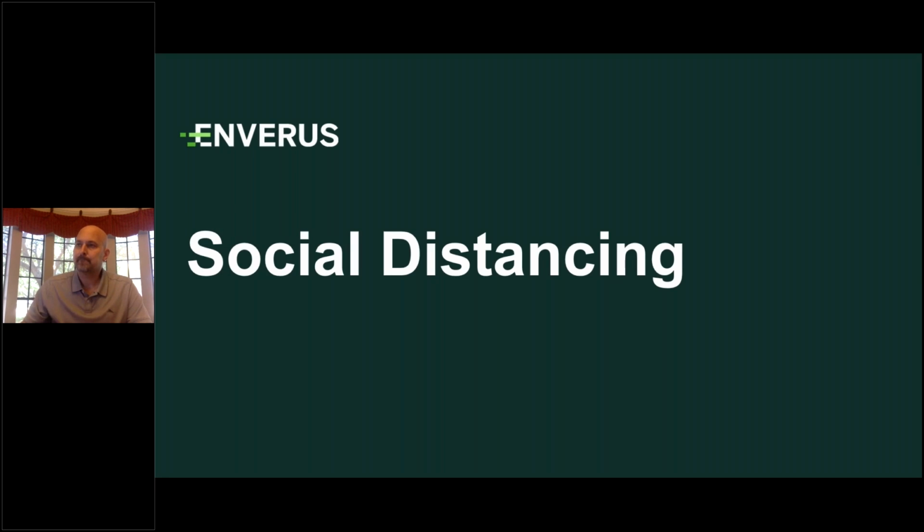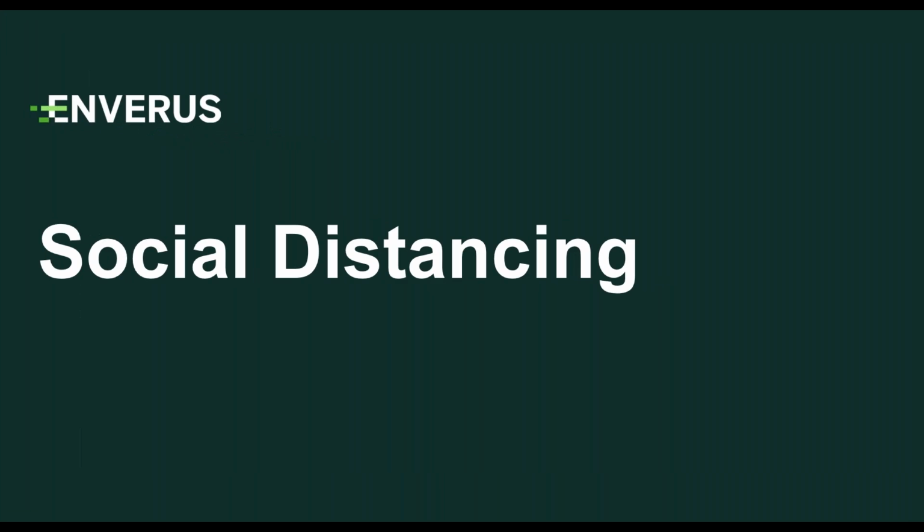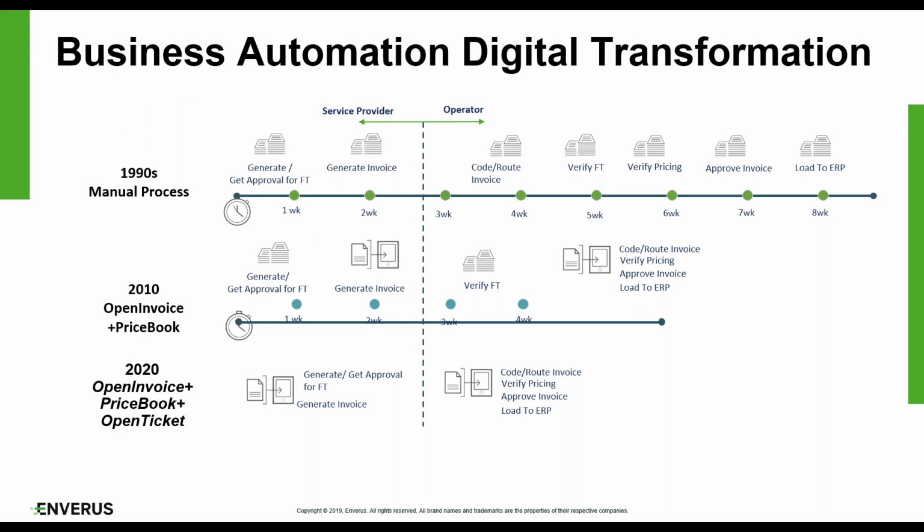Thanks very much, Chris. I appreciate that introduction. So the focus of the first section here is on social distancing. We'll take a look at the history of business automation. Back to the 1990s, when we first started this digital journey, the process for generating a field ticketed invoice on the supplier side, the coding, routing, pricing verification, and ultimate loading into the ERP on the operator side was all manual.